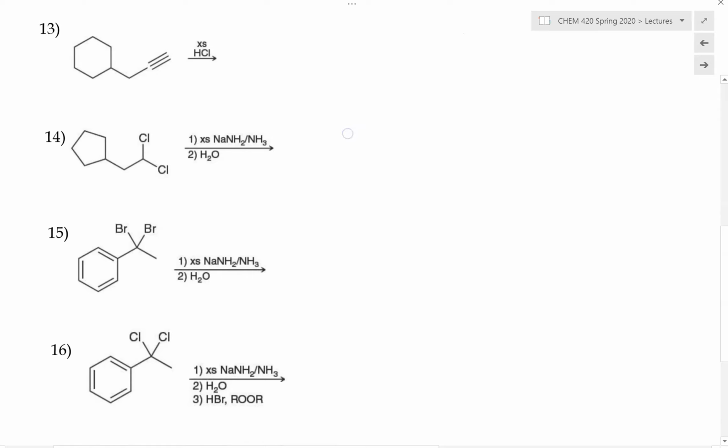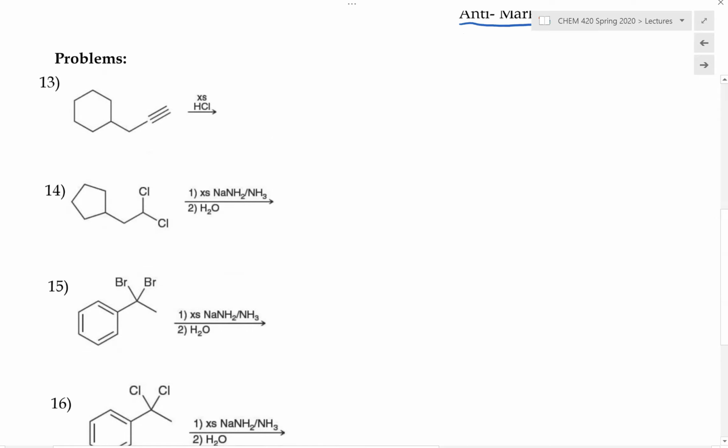And now let's try some of these examples involving hydrohalogenation reactions. So let's try the first one. In this first one right here, we are taking this reactant with HX. So what would be the major product? Let's try this.